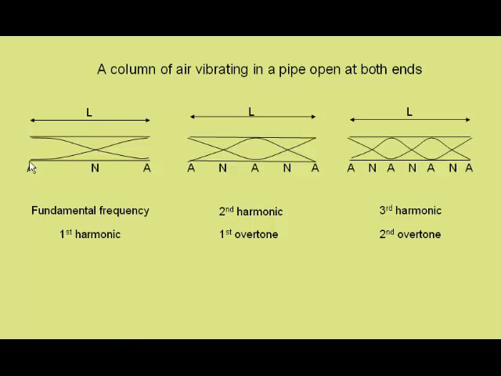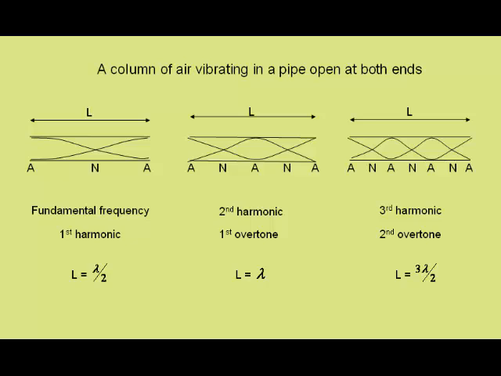Remembering that the distance from an antinode to a node is a quarter of a wavelength, here we have 1, 2 quarters, and so L is equal to half of lambda, or L equals lambda over 2. In this case we have 1, 2, 3, 4 quarters, or a complete wave, and so L equals lambda. In this case 1, 2, 3, 4, 5, 6 quarter wavelengths, so L equals 1.5 lambda, or L equals 3 lambda over 2.